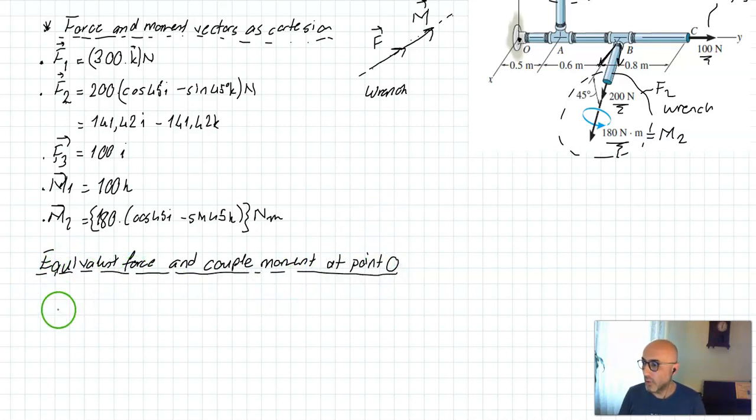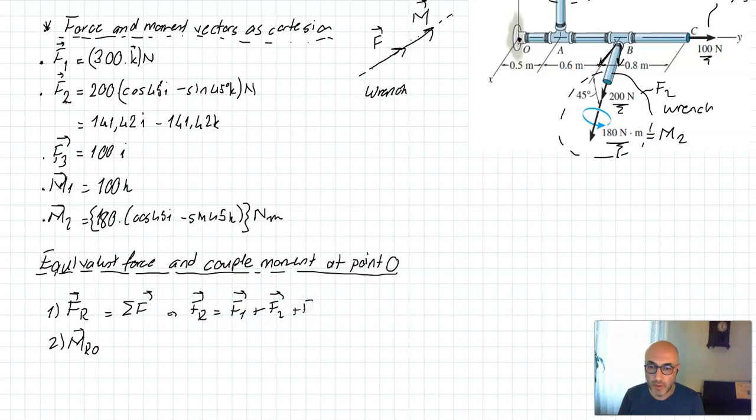Right. So I need to find two resultants. One, I need to find FR, the resultant force vector, and two, I need to find MRO. For this, it's simply the addition of the force vectors, and my FR vector is simply equal to F1 vector plus F2 vector plus F3 vector. Right.